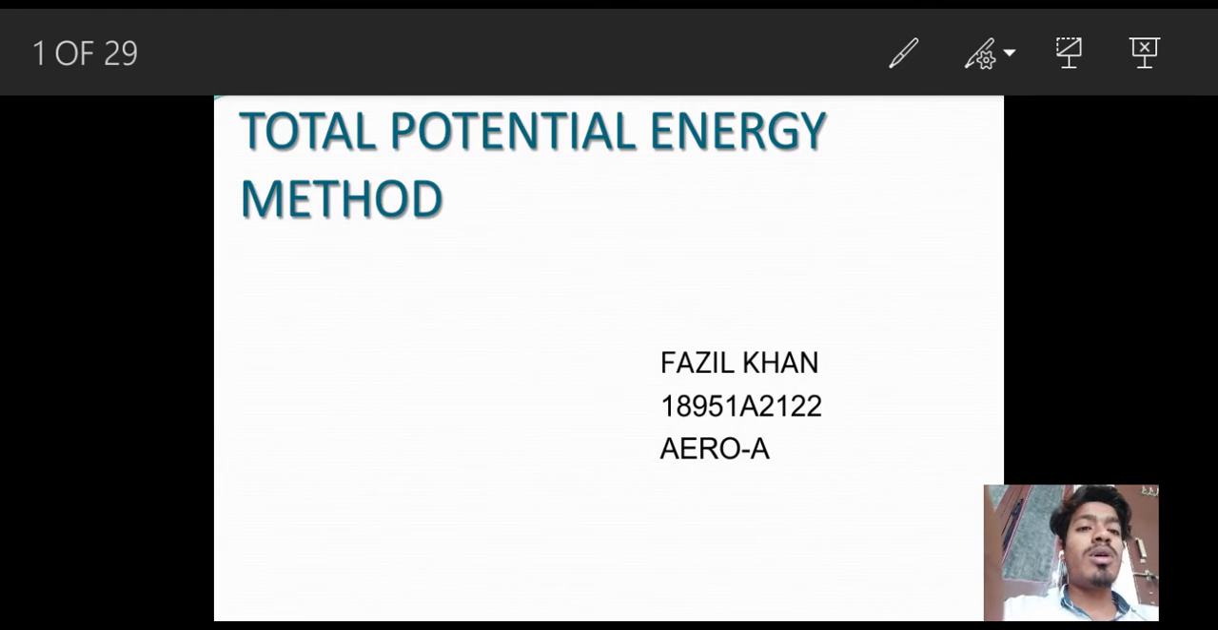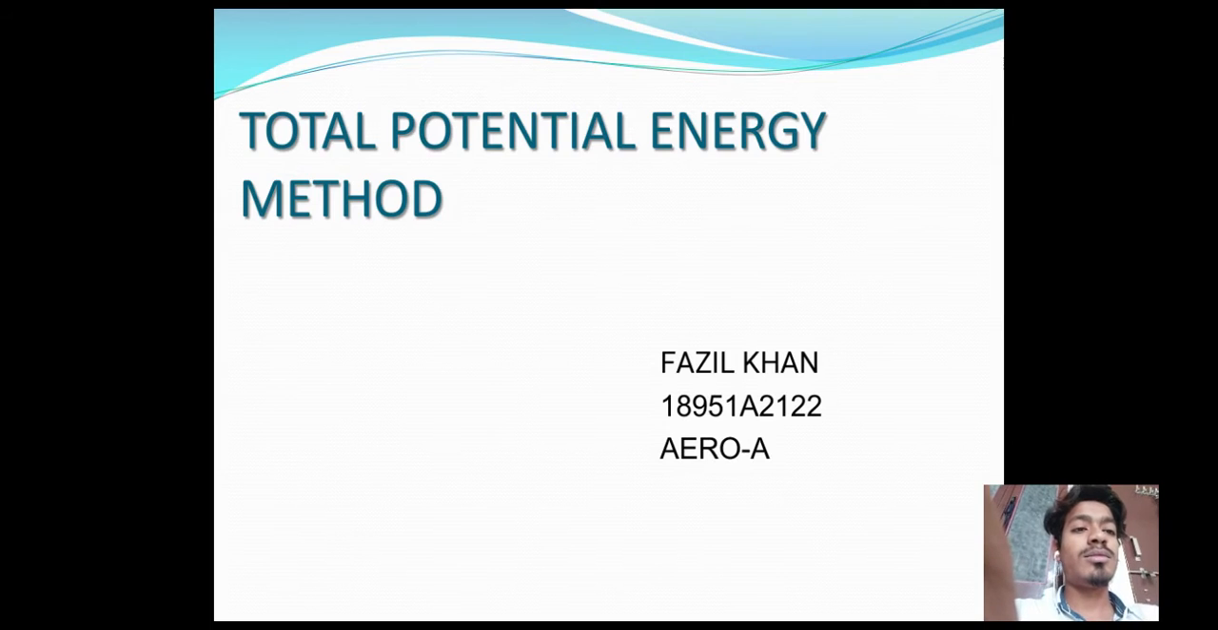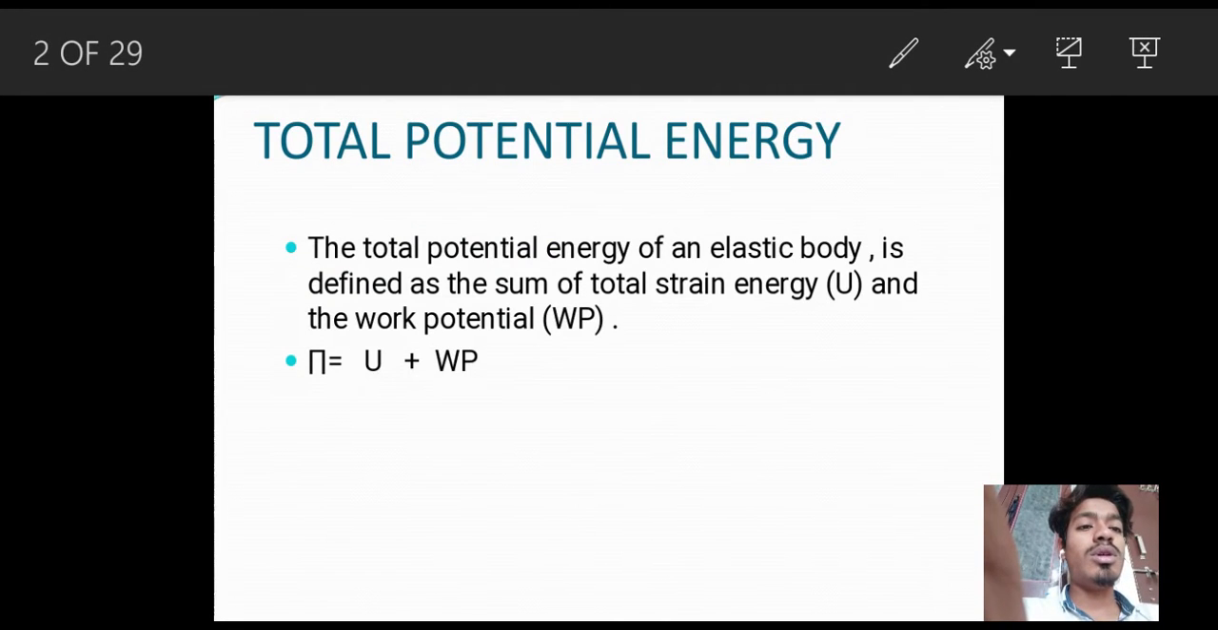Today I'm going to talk about the total potential energy method. The total potential energy of an elastic body is defined as the sum of total strain energy and the work potential. The formula of total potential energy is pi equals U plus WP, where U denotes strain energy and WP denotes work potential.